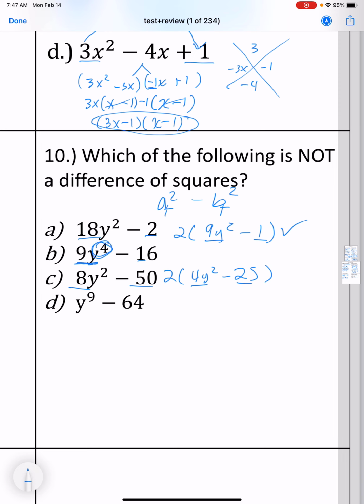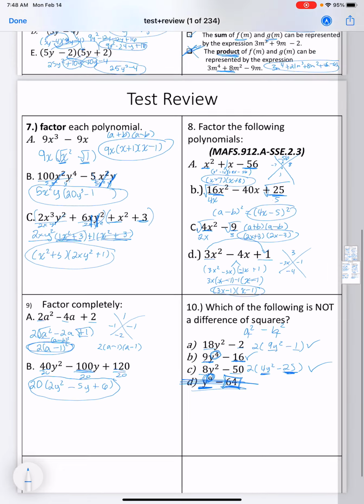9y to the 4th power and 16 are both perfect squares, so we're good. 4y squared and minus 25 are both perfect squares, so this one's good. And then that just leaves us with this one. 64 is a perfect square, but y to the 9th power is not, because this is an odd numbered exponent. So the way the exponents work is you would divide them by 2, and that would make it a perfect square. I can't do that, so this is not the correct answer.